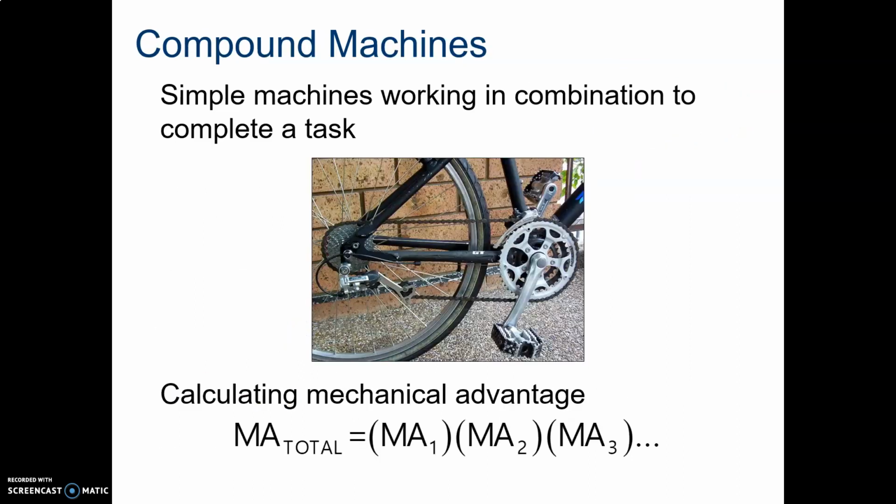This is a compound machine. This bicycle is an example of a compound machine. We've got some wheel and axles going on, and we've got some levers going on. When we have a compound machine, it's just simple machines that are working together to perform a task. When we calculate the mechanical advantage of a compound machine, we take the mechanical advantage of each individual simple machine and multiply them together, and that gives me the mechanical advantage of the compound machine.